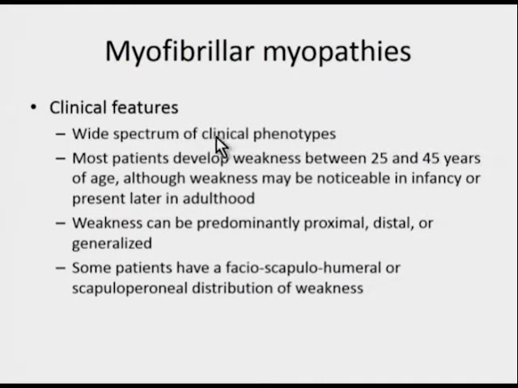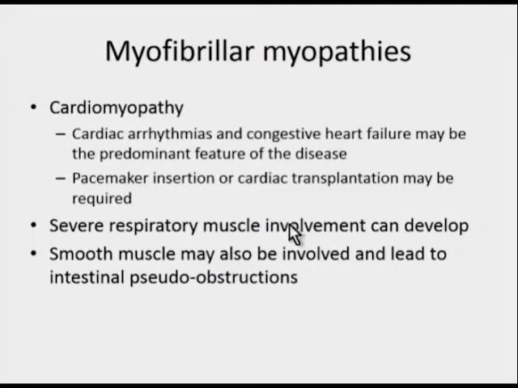Clinically, there's a wide spectrum of phenotypes, but most patients tend to develop weakness in early to mid-adulthood. Weakness may be noticeable in infancy or present later in adulthood, though, as well. It can be proximal, distal, or generalized, and some patients have an FSH or scapuloperoneal type of distribution. Many have cardiomyopathy as well, and this may result in cardiac arrhythmias and congestive heart failure, which may be some of the predominant features of the disease.